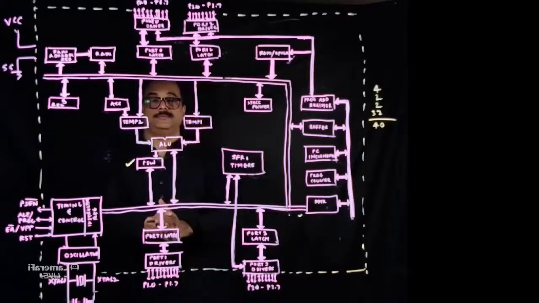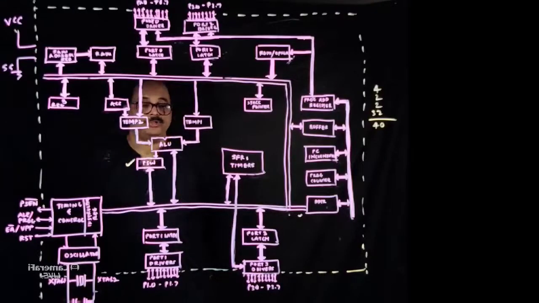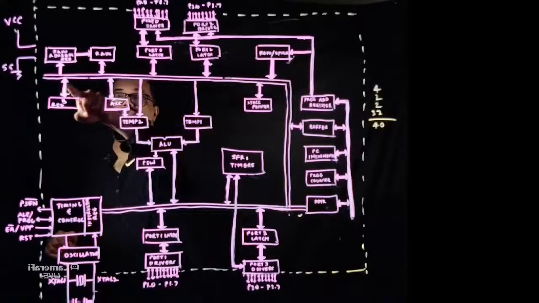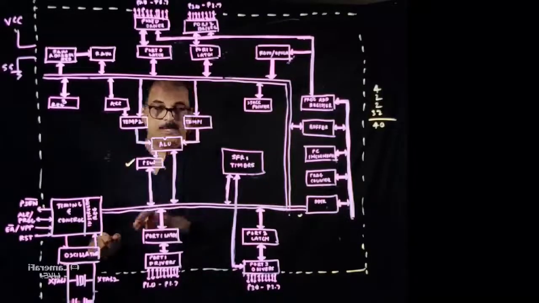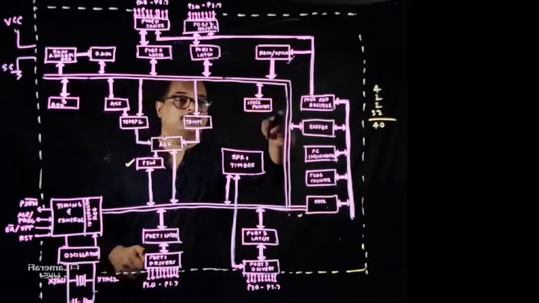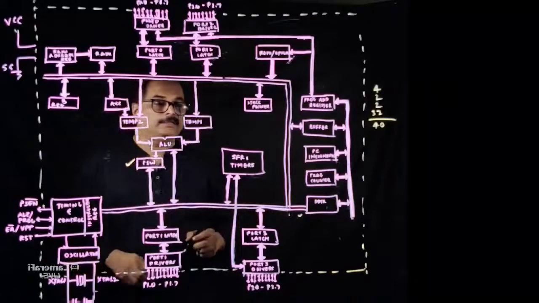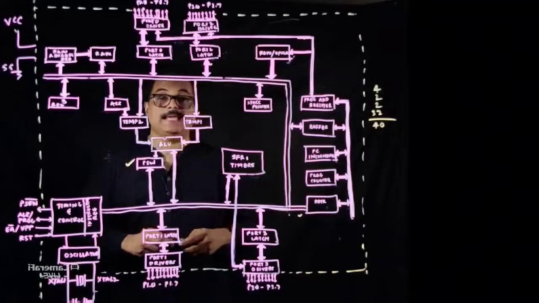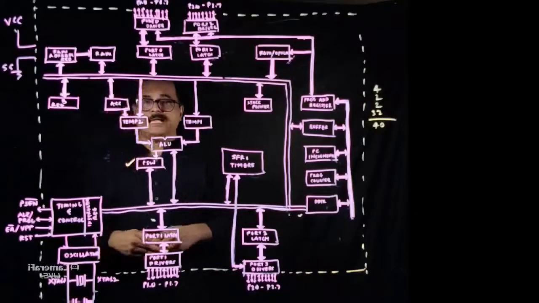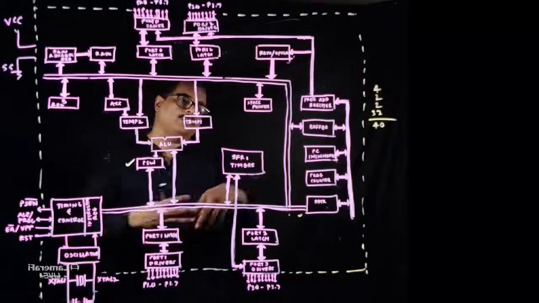Now let us go inside the microcontroller. Now this is the 8051 architecture. You see here this one is an internal bus. This internal bus is an 8-bit bus, and this 8-bit bus takes signals from one particular block to another block.